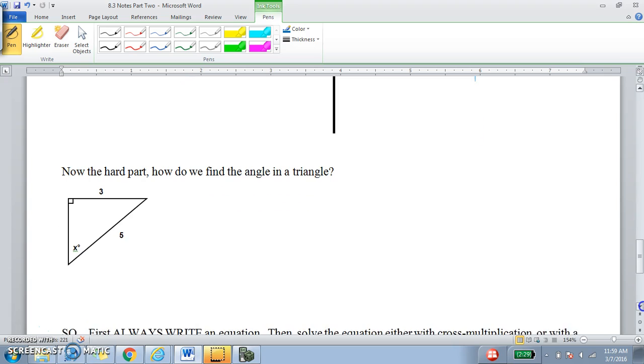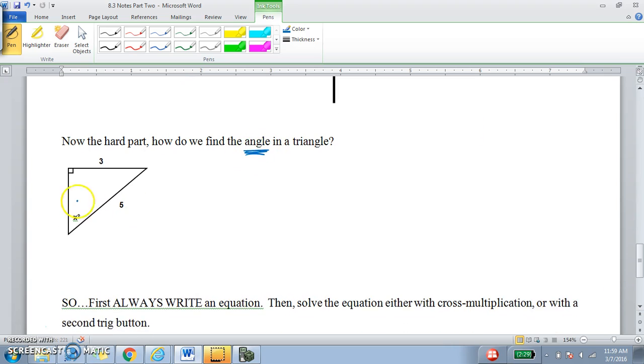Okay, so the hard part, finding an angle in a triangle. If the angle is your variable and you're given two sides to work with. So we're going to set this up the same way we've been setting the others up. So 3 is opposite from this angle, 5 is the hypotenuse. So like I said, the angle always goes with the sine, cosine, and tangent part. So since this is opposite and hypotenuse, we're using sine. And since this is our angle, we're going to put sine of x equals our opposite, 3, over our hypotenuse, which is 5.